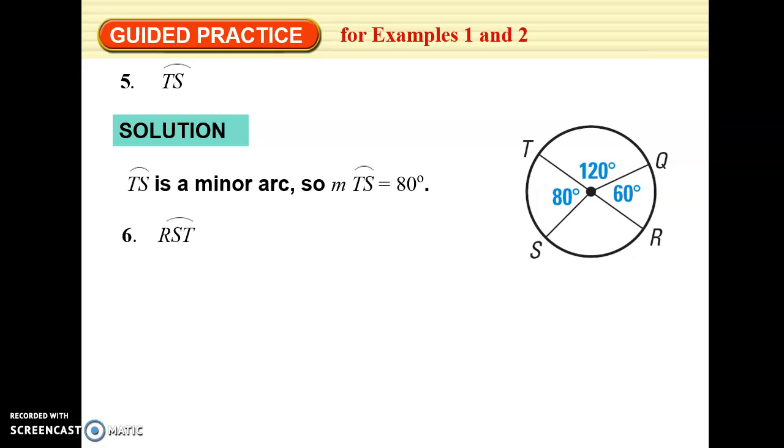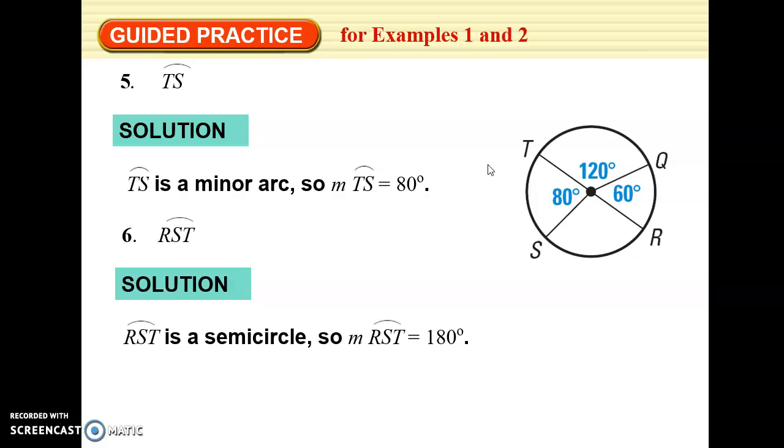And the last part is RST, R, S, and T. Okay. We already know that it is a semicircle here. The other part is 180. This has to be 180. Well, that is the result.